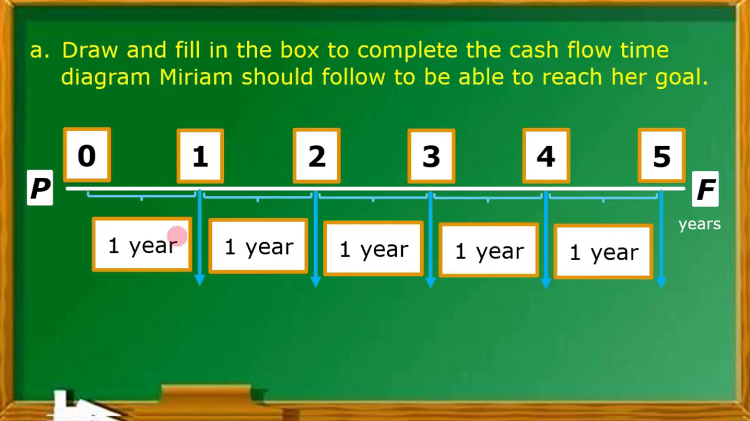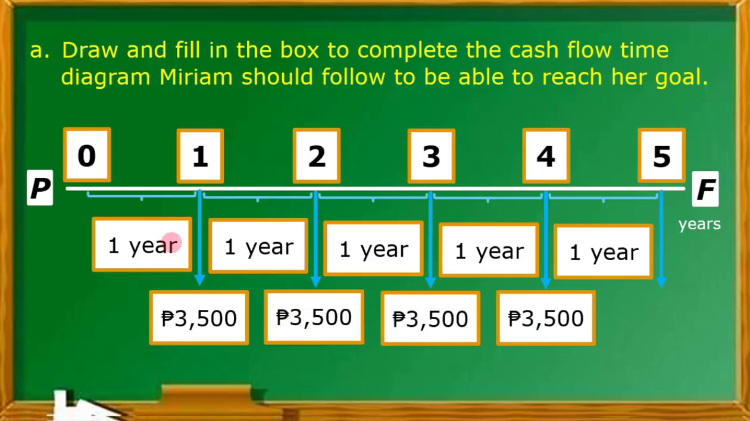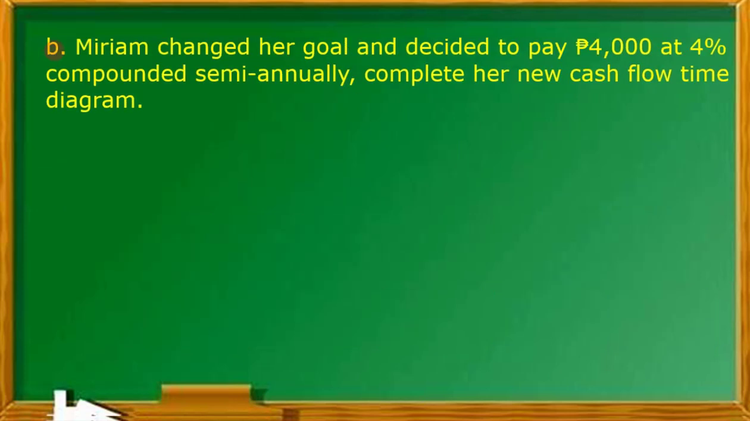Okay. And how much is the payment for each year? It says 3,500. So this is the cash flow time diagram of Miriam. Say for letter B, Miriam changed her goal and decided to pay 4,000 at 4% compounded semi-annually. So instead of yearly compounding, we have here the same 4%, but it is compounded semi-annually. That means twice a year. Complete her new cash flow time diagram.